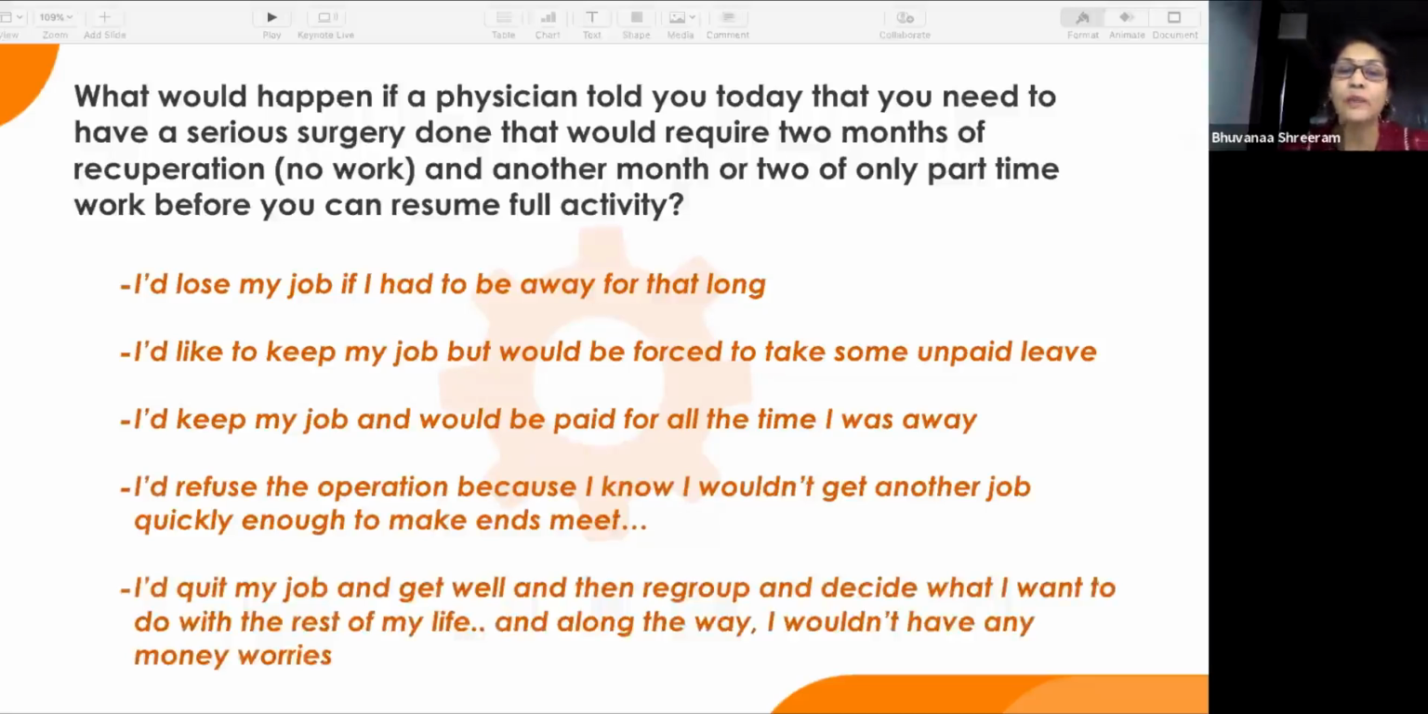I'd quit my job and get well and then regroup and decide what I want to do with the rest of my life. And along the way, I would not have any money worries. Which of these situations is true in your case at this point in time? We all know what we would like, but which of these situations are true in your case? Okay.